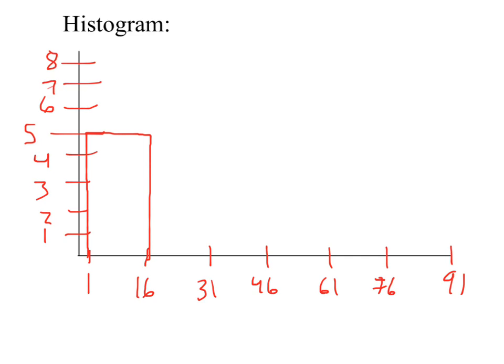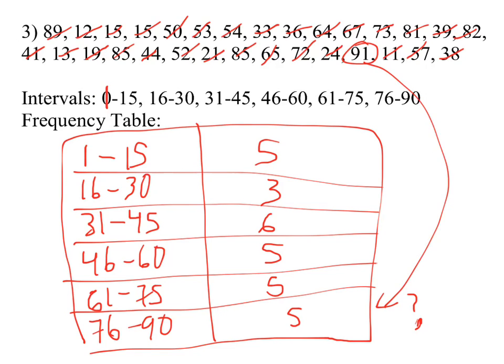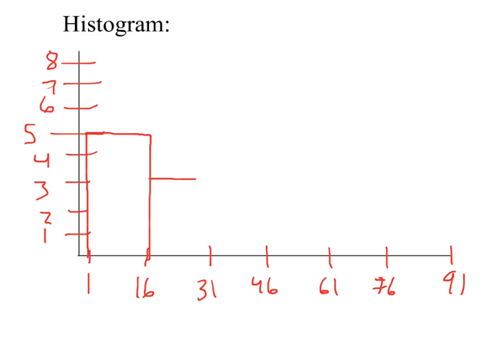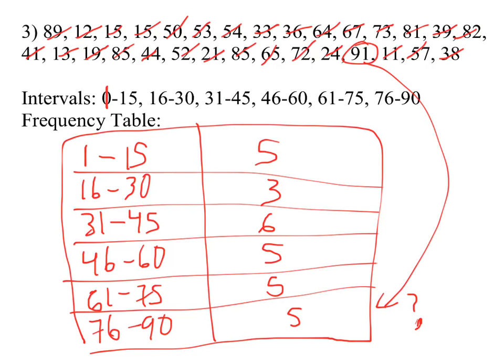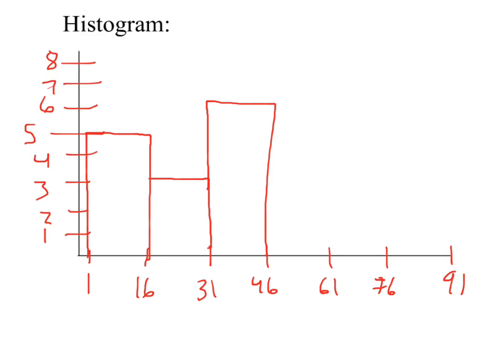And then the next one goes up 3. Okay, so this is the first one. The next one's 3 tall. Sorry, I got interrupted there. So that one's only 3 tall. The next one's 6. So we go all the way up to 6. Draw my bar. And then the next 3 are just 5 tall. So really, I could go like this.